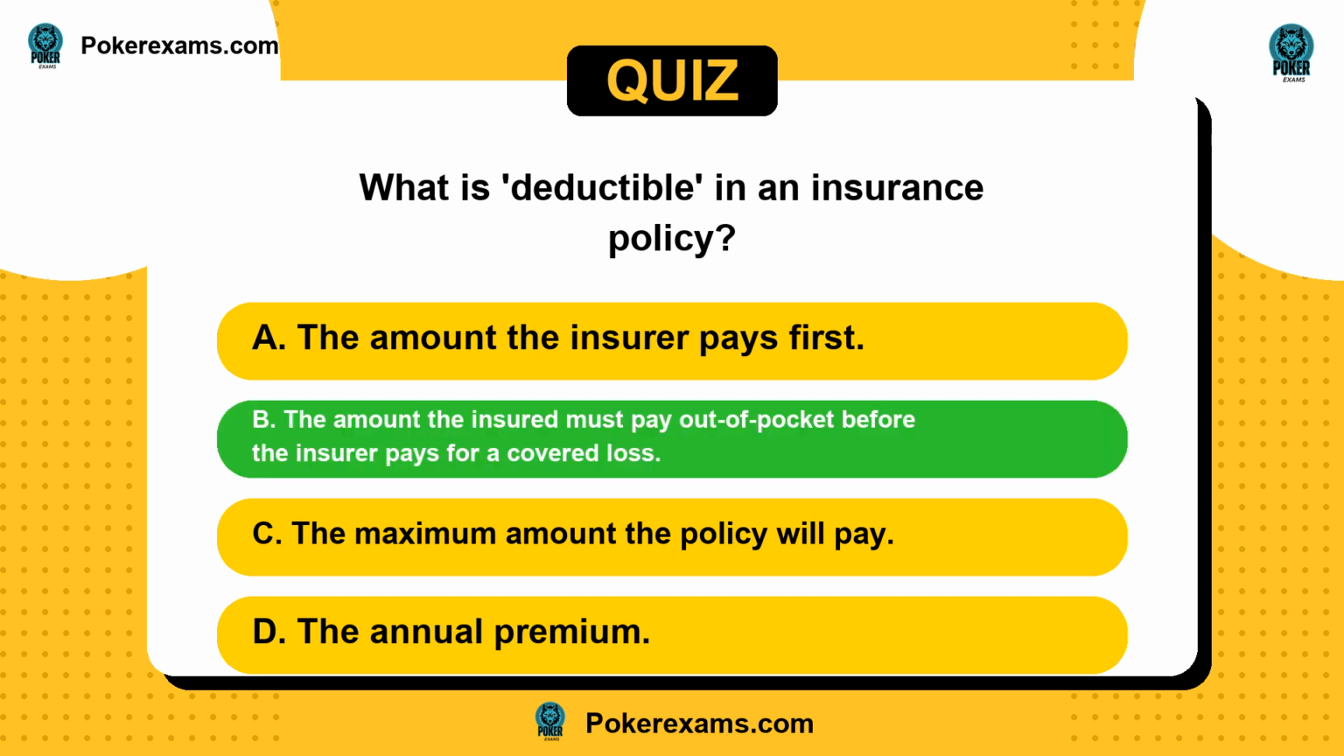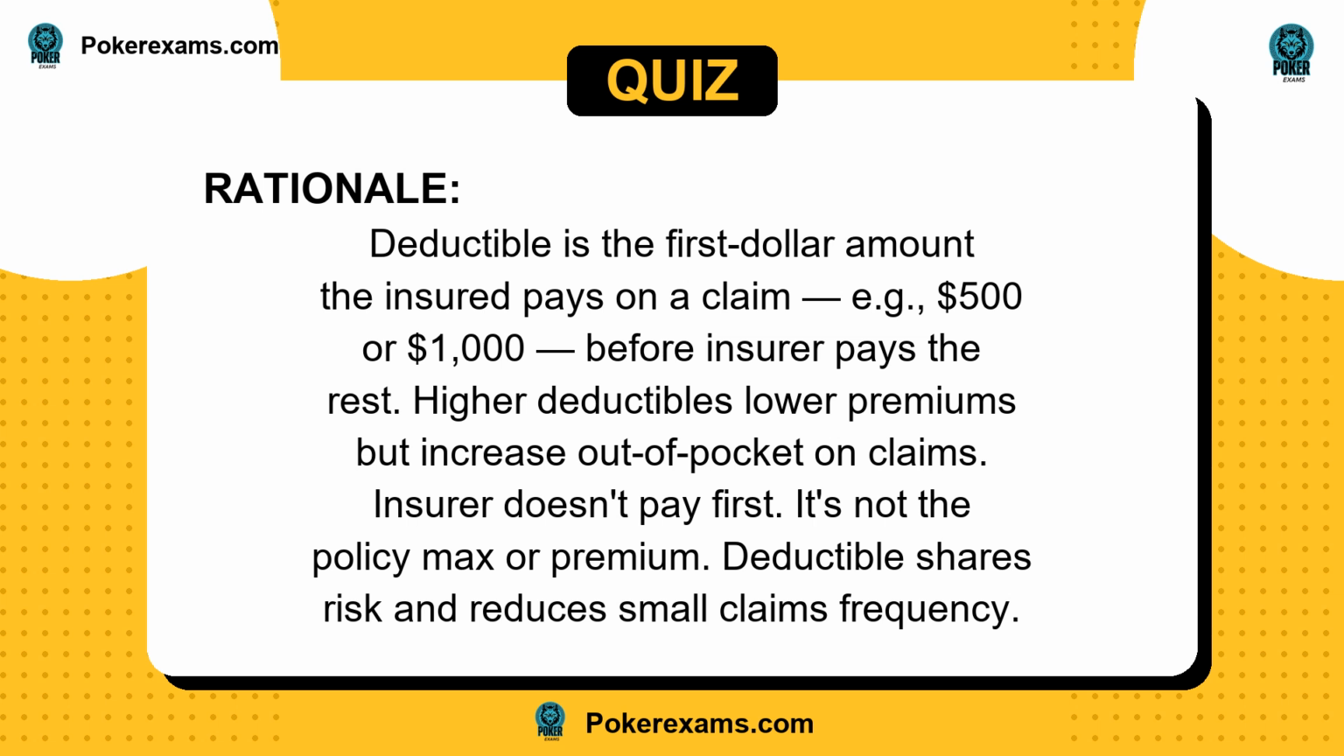The answer is B. Deductible is the first dollar amount the insured pays on a claim, e.g., $500 or $1,000, before the insurer pays the rest. Higher deductibles lower premiums but increase out-of-pocket on claims. Insurer doesn't pay first. It's not the policy max or premium. Deductible shares risk and reduces small claims frequency.